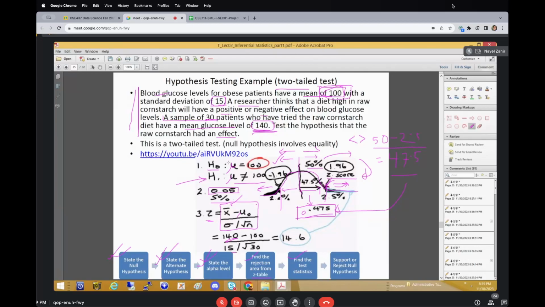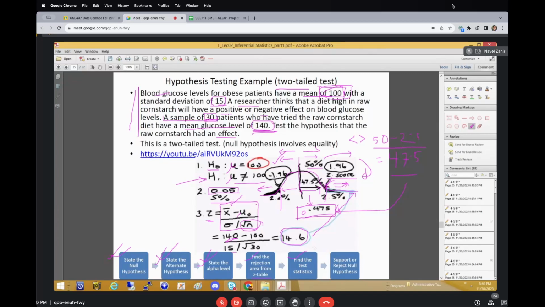And divided by the square root of n. N is how many samples we have. In this case, the sample size is 30 patients. So here is the 30. Now if we do the math, then we will get 14.6. So we can see that this 14.6 is far from our critical point, which is 1.96.